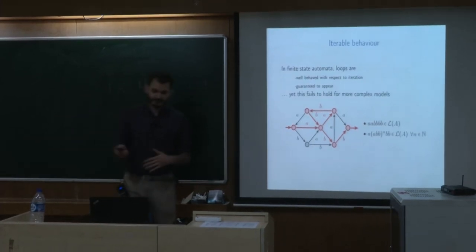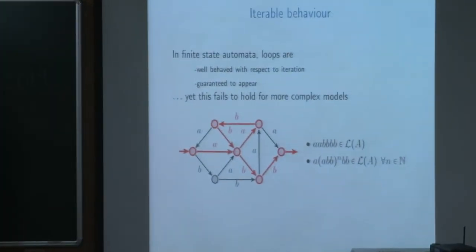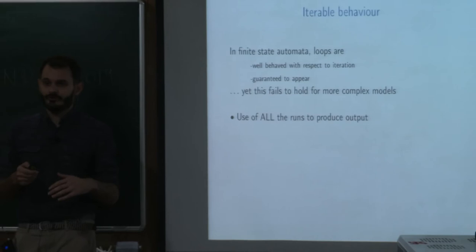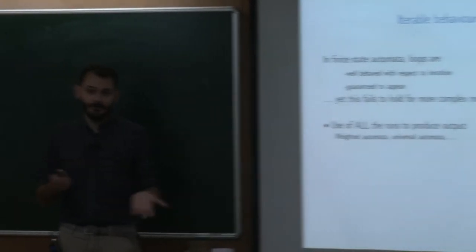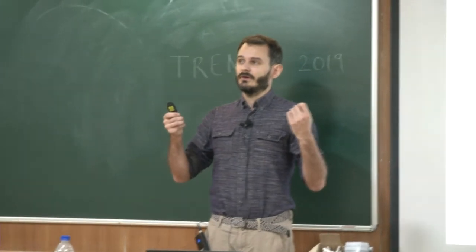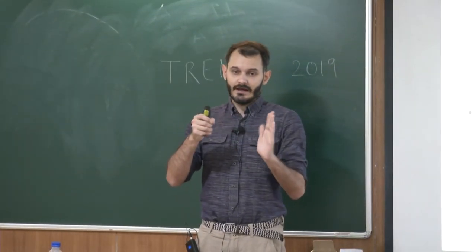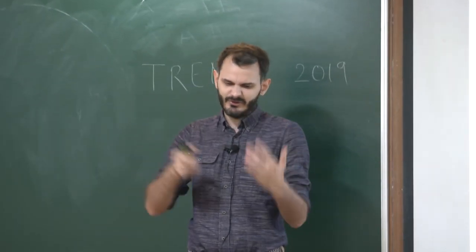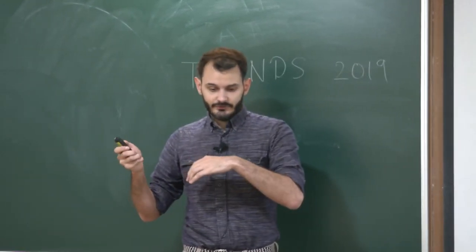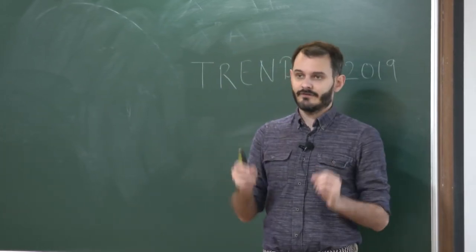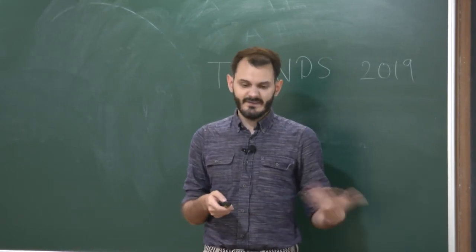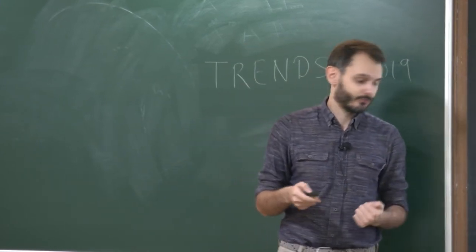But this does not work as well when we go to more complicated models of computation. For example, if you have a model that uses all of the runs to produce the output, for example weighted automata or universal automata, then the notion of loop doesn't work that well. Either you say that you have a loop if at least one of your runs is looping, but then you cannot really iterate it, because what happens with the other runs could be totally chaotic. Or the other way to define a loop could be: I have a loop if and only if all of my runs are looping simultaneously, but then you cannot guarantee that such loops will appear. So we see that here the notion of loop doesn't work that well.